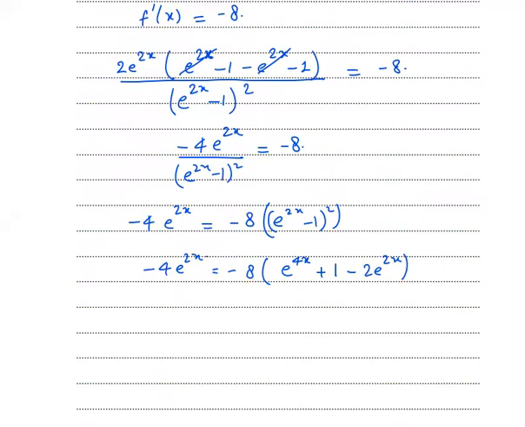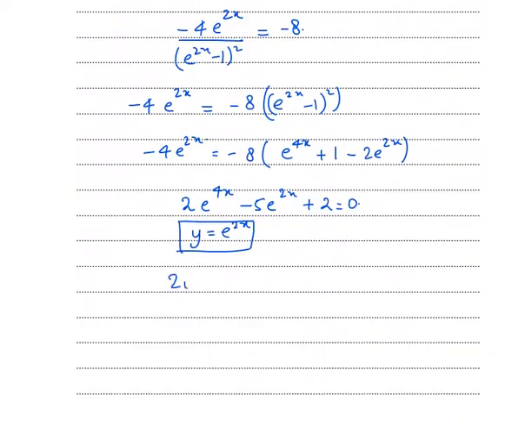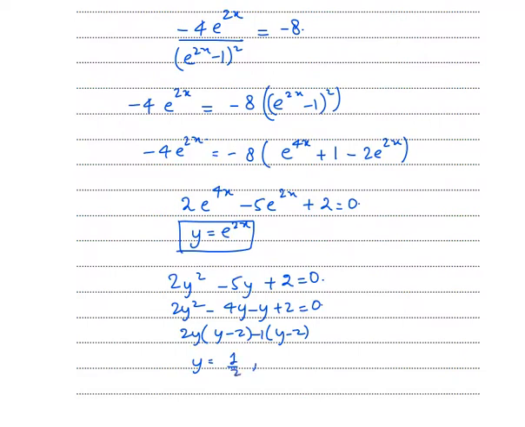So rearranging this equation, we will finally get 2 into e to the power 4x minus 5 into e to the power 2x plus 2 equals 0. Now you can put y equals e to the power 2x. If you do this, we'll get the quadratic as 2y square minus 5y plus 2 equals 0. If we solve this, we get the factors as 2y square minus 4y minus y plus 2 equals 0. Or we can say 2y common, so y minus 2, minus 1 times y minus 2. We get y equals 1 by 2 and y equals 2.